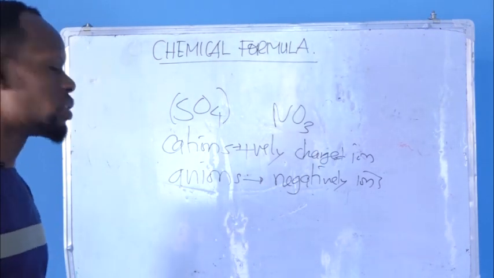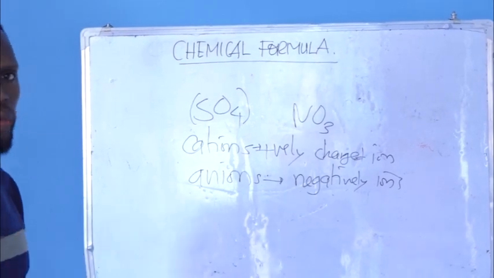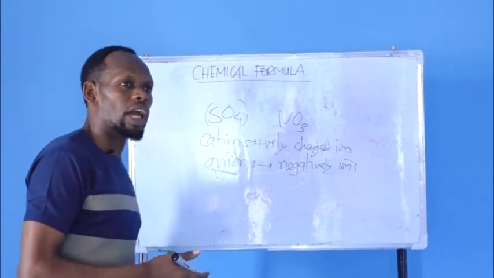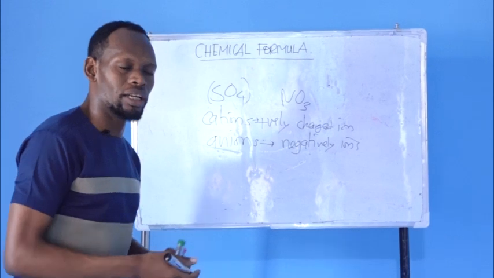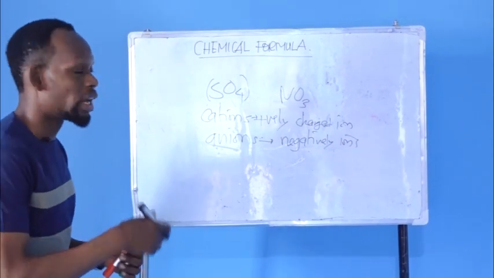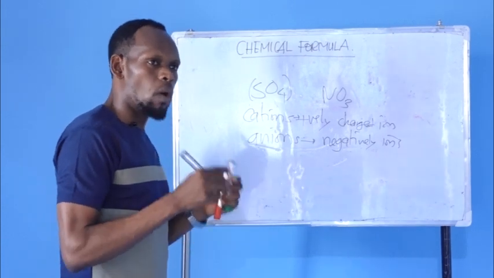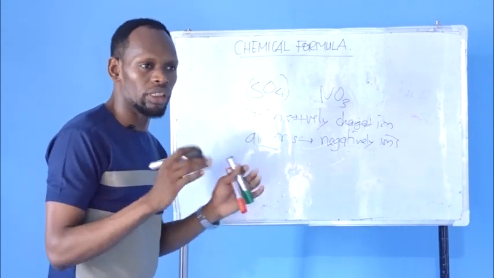But anions include all non-metal ions, for example, chloride ion, oxide ion, phosphide ion, and the others. Cations include sodium ion, calcium ion, aluminium ion, and the others. When one is assumed in a chemical formula, one is not written, it is assumed.